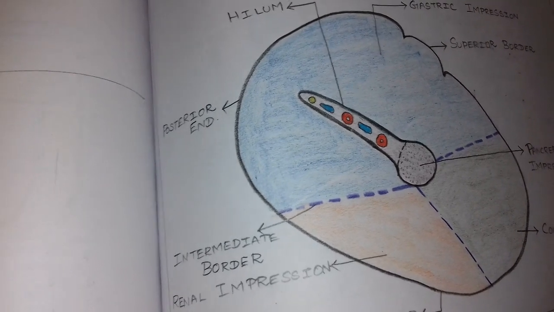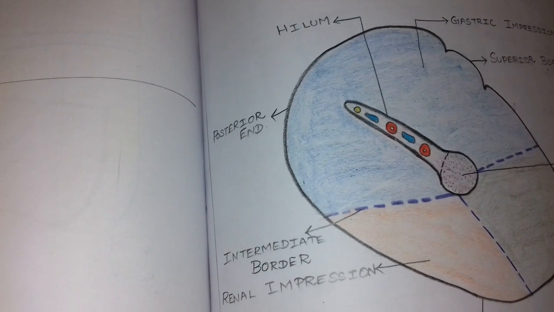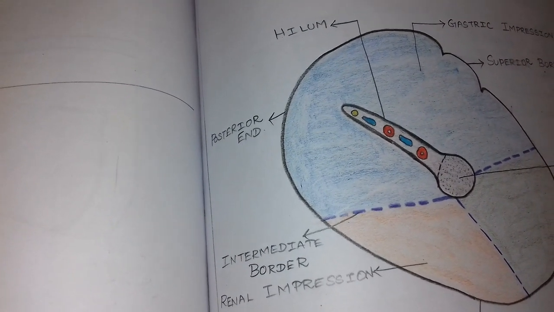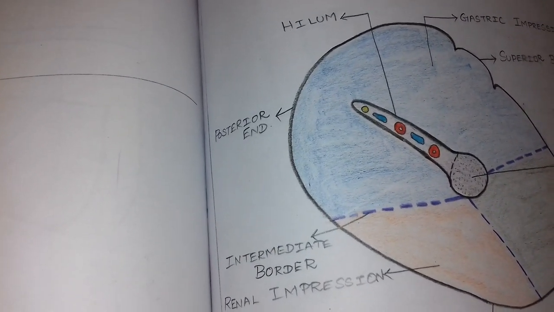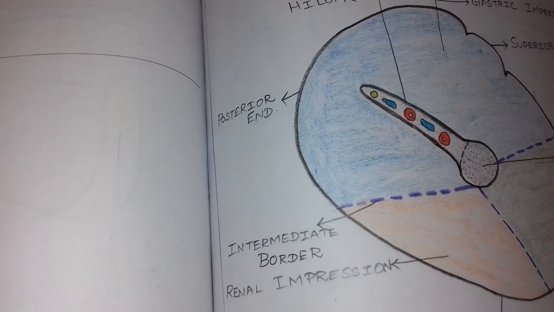Splenic puncture is done in the left 9th or 10th intercostal space in the mid-axillary line using a lumbar puncture needle. So when the spleen is enlarged, it can be punctured through the mid-axillary line.